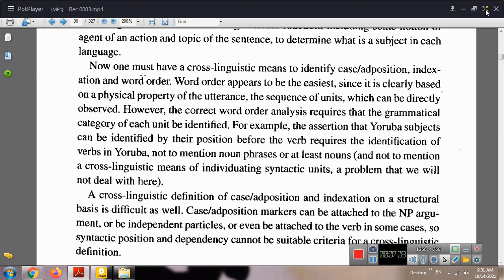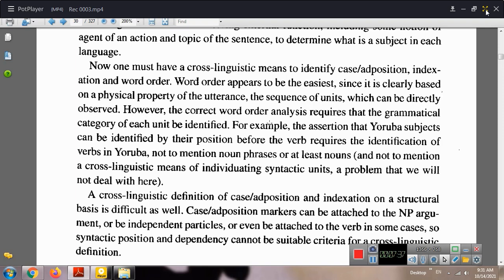Now, one must have a cross-linguistic means to identify case, adposition, indexation, or word order. Word order appears to be the easiest, since it is clearly based on a physical property of the utterance, the sequence of units which can be directly observed.